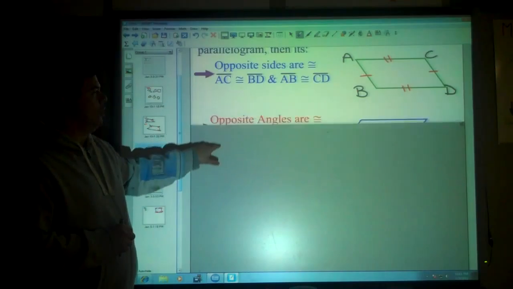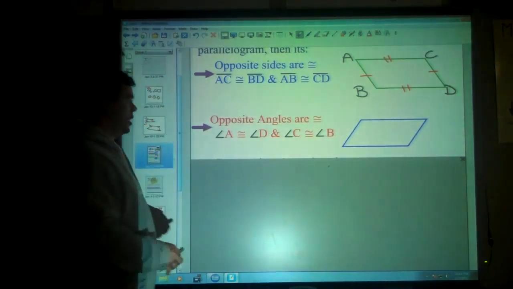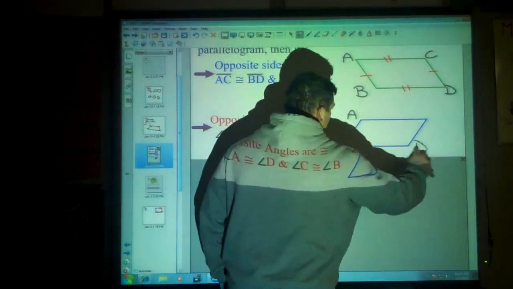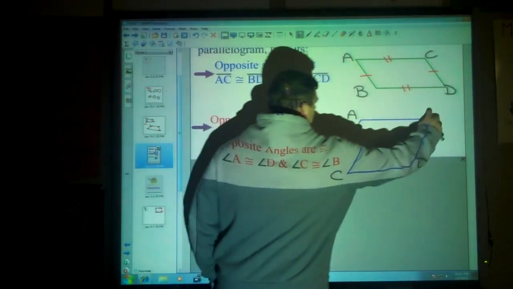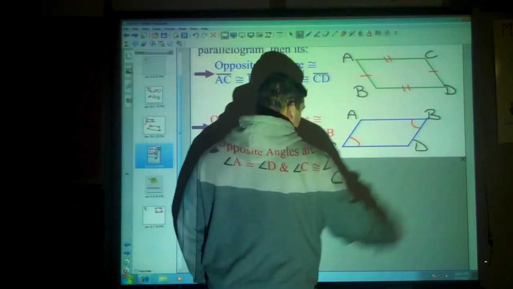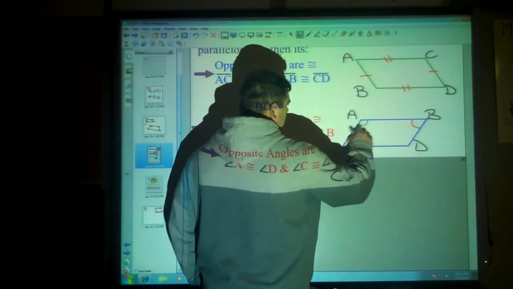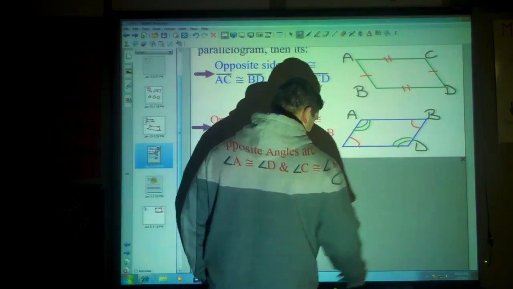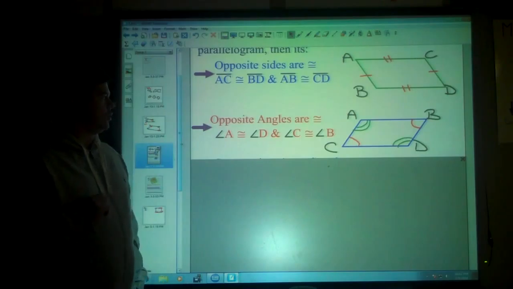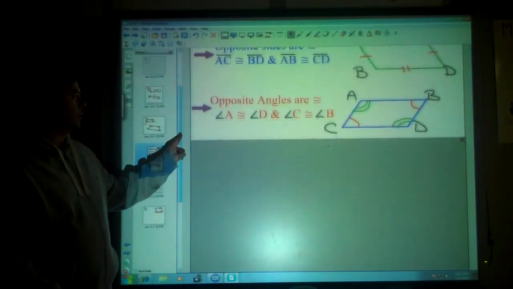I also will know that the opposite angles will be congruent to each other. So that means that A and D will be the same, and C and B will be the same. These two angles are going to be identical to each other, and these two angles will be congruent to each other. Opposite angles will always be congruent if you know you have a quadrilateral that is a parallelogram.